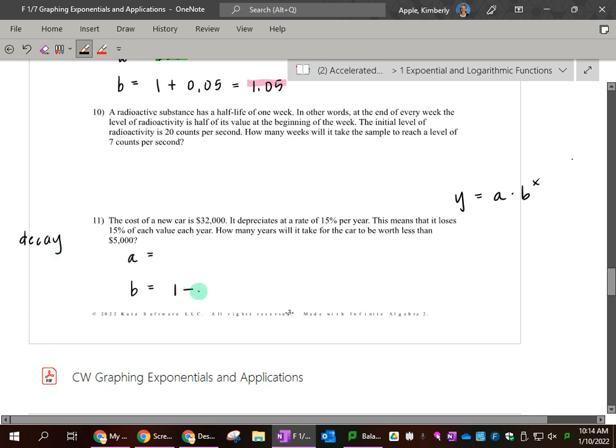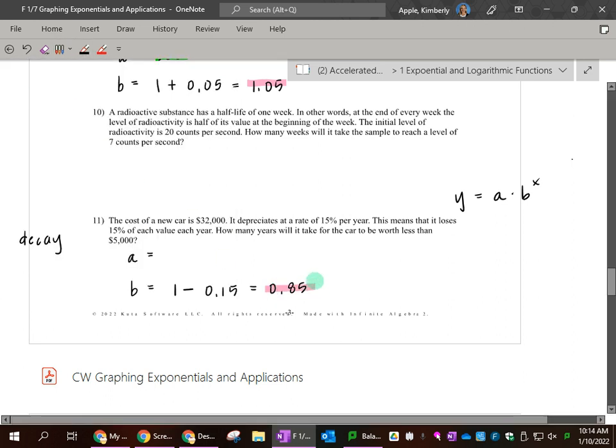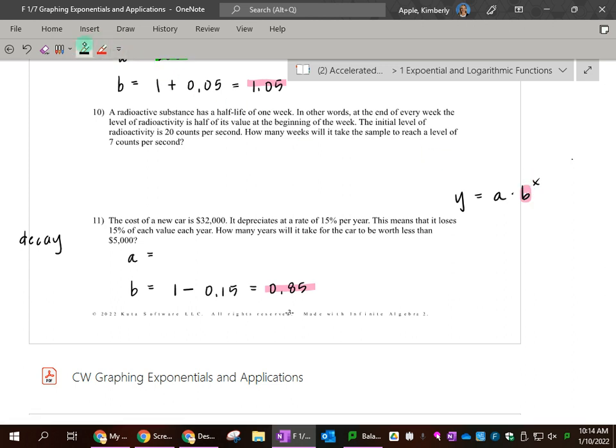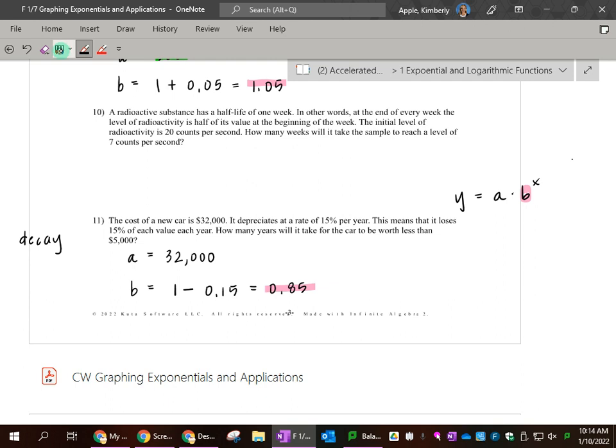So that's going to be 1 minus. What is the percentage of decay? 15%. As a decimal, that is 0.15. And so 1 minus 0.15 will give me a growth factor of 0.85. And that's B. Okay, let's go back and figure out A. What is the initial value of the car? 32,000. Okay, so that's the A value.